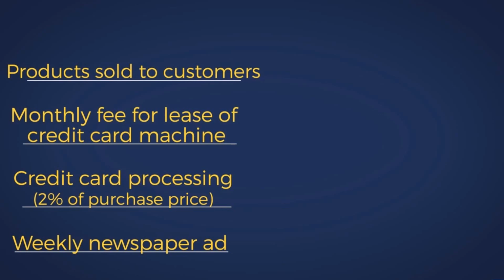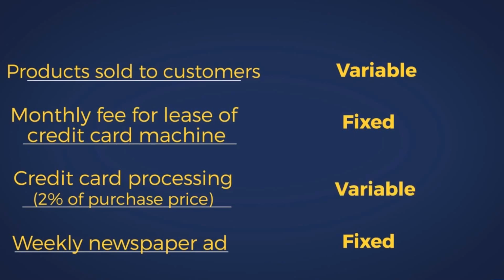Products sold to customers is a variable cost. A weekly newspaper ad and a monthly lease fee for a credit card machine are both fixed costs. You might be tempted to classify the credit card processing as fixed, due to it being a consistent 2%, but it is 2% of the purchase price, which makes it a variable expense. Try a couple scenarios about expenses on for size.